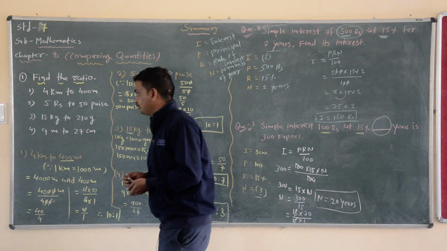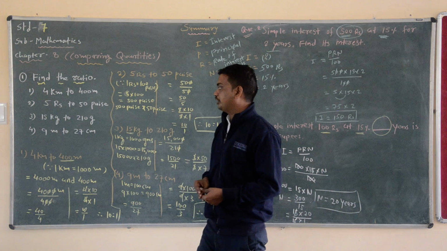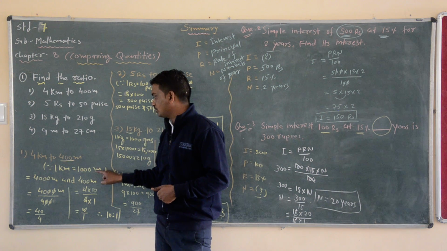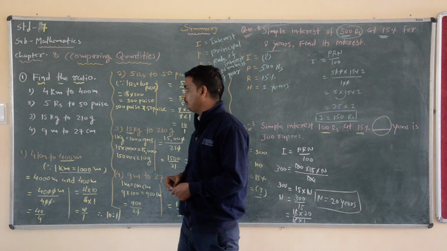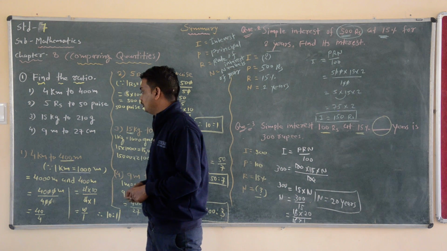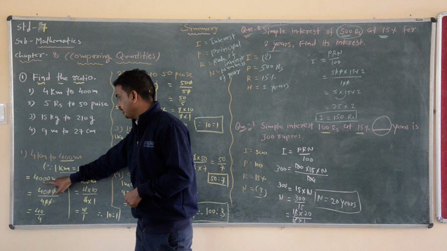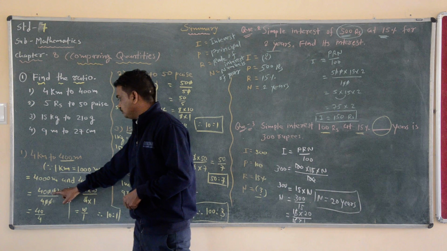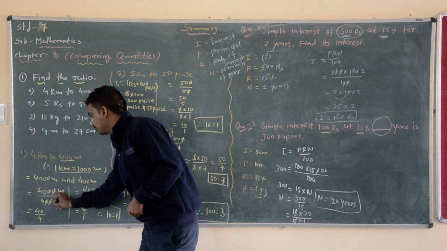Our first sum is to find the ratio between 4 kilometer and 400 meter. As we know, 1 kilometer is equal to 1000 meter. I repeat one more time, 1 kilometer is equal to 1000 meter. So 4 kilometer is equal to 4000 meter. Now we are comparing 4000 meter with 400 meter. We write it like this: 4000 meter upon 400 meter.